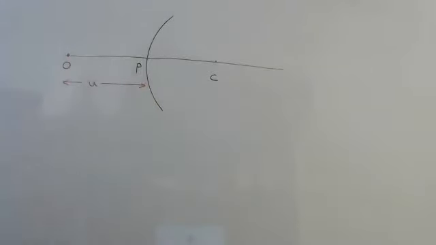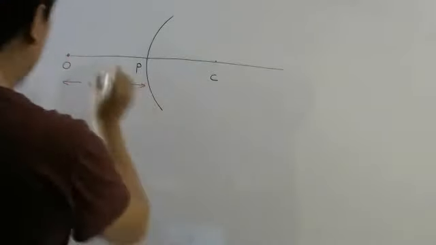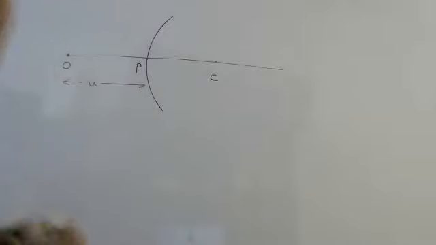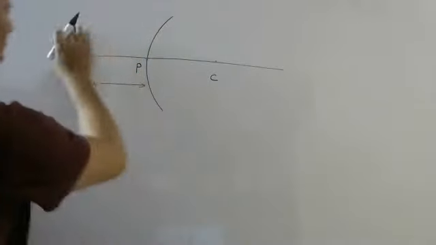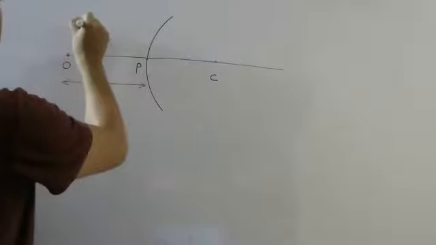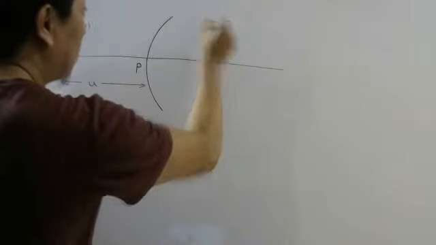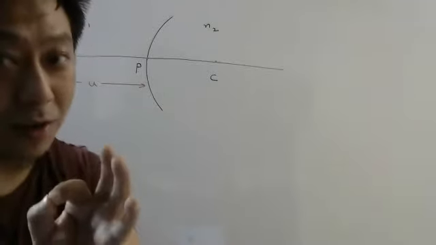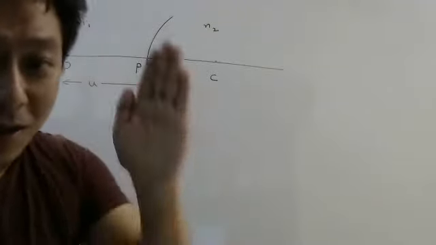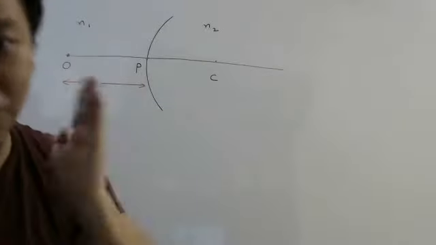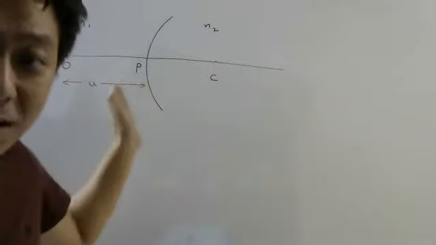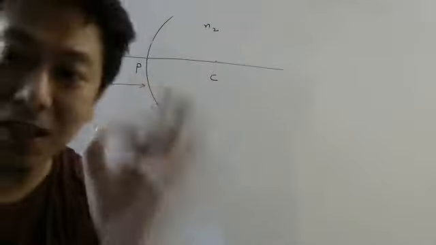Pole to object. And how will the image be formed? The image will be formed according to Snell's law. So let us say this surface divides the two medium of refractive index N1 and N2. So in exam, how do you start? Let us consider, please listen carefully. If you want, you can write down. Let us consider a spherical surface which separates two media with refractive index N1 and N2. So that is the start.